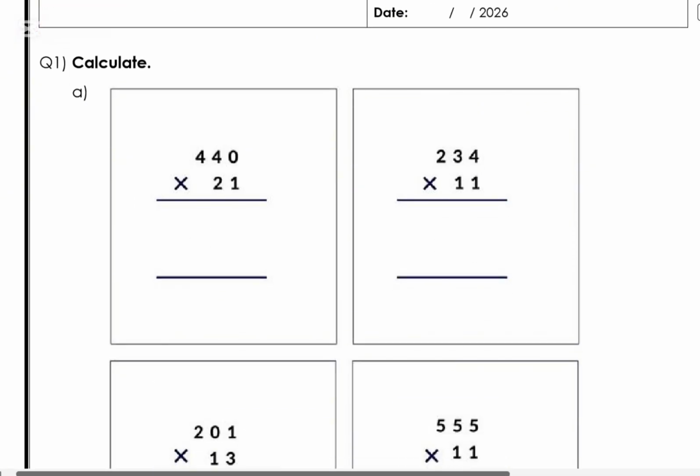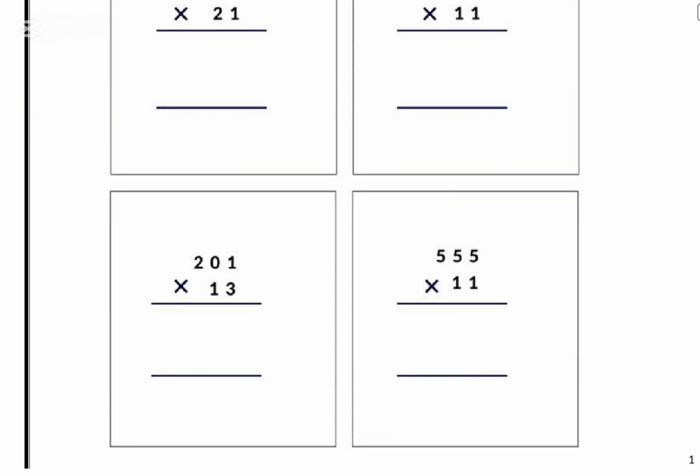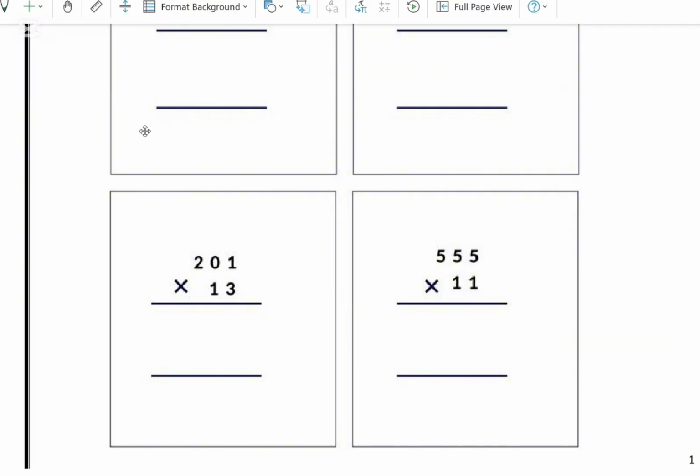Question number 1, it says calculate. We just need to find the product. We need to multiply. So I'm going to solve this with you. First, you have 201 multiplied by 13. So what is the first step I need to do?